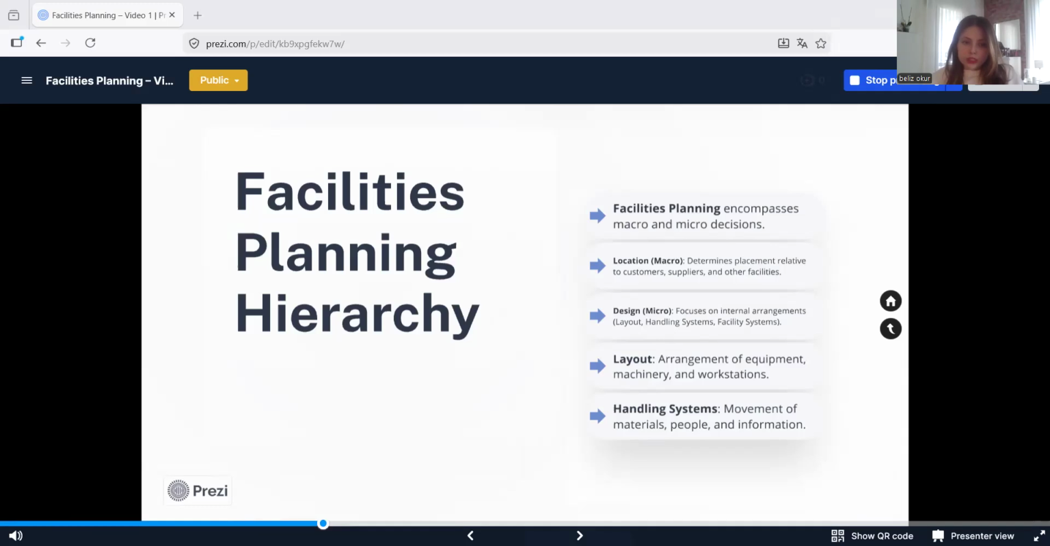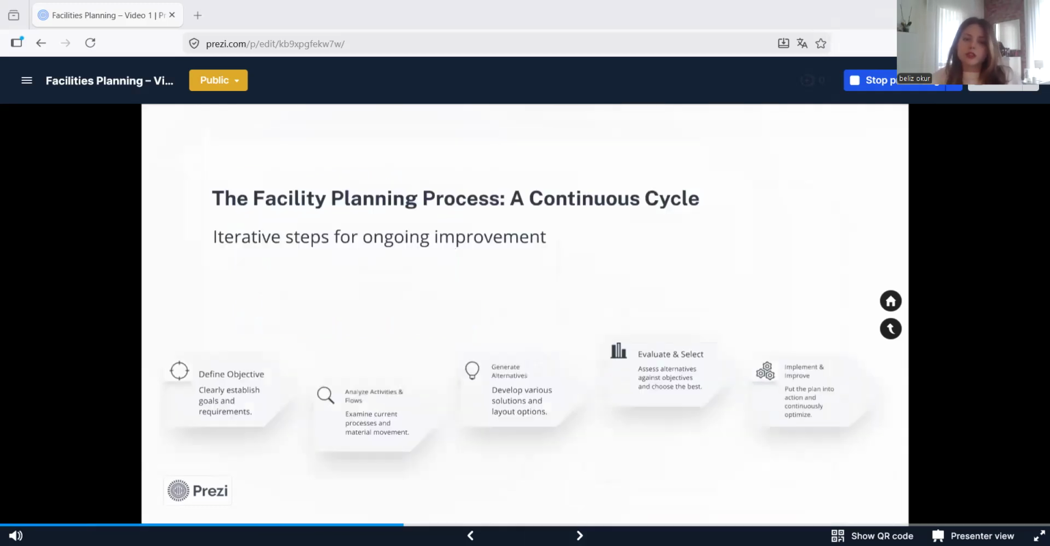One of the biggest misconceptions is that facility planning is a one and done deal. It is not. It is a continuous cycle. You start by defining your objective, then you analyze activities and material flows. From there, you generate alternative layouts. Never just settle for your first idea. You evaluate those alternatives, select the best one, and implement it. But notice the arrow in the last one. Once it's implemented, you monitor it and continuously improve it.